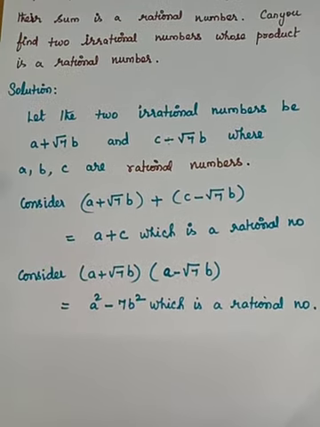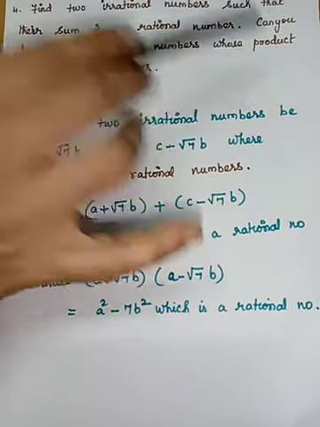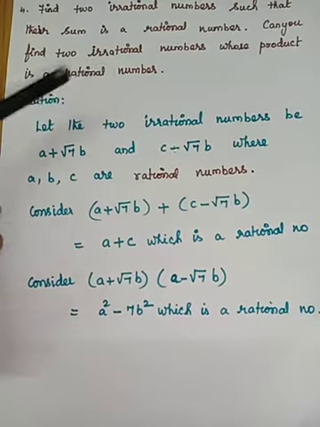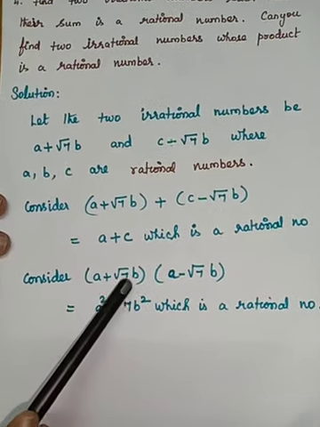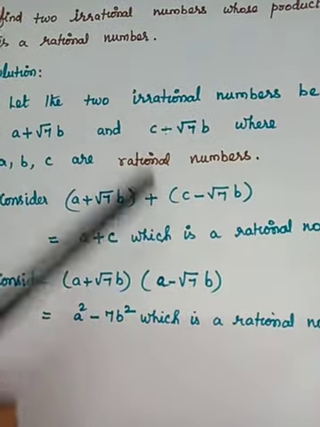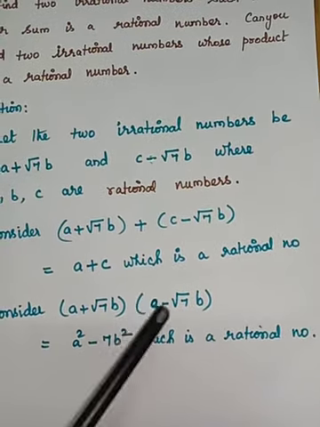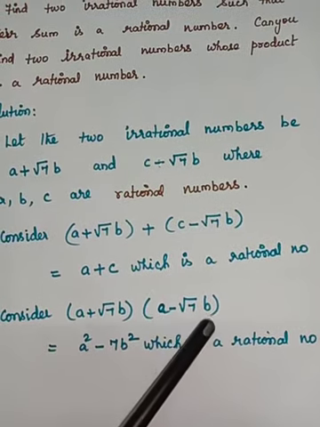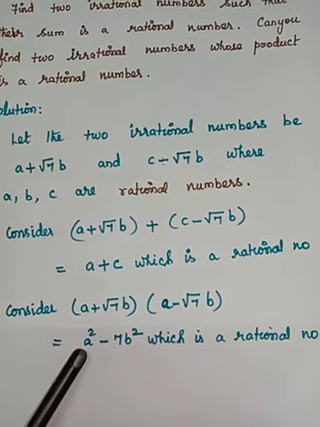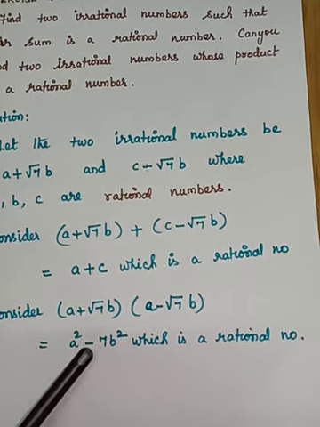Okay. Now the next one: find two irrational numbers whose product is a rational number. For that, I will take the first number as it is, a plus root 7b. The second number I have changed to a minus root 7b. When you multiply these two, it is in the form of a plus b into a minus b. So, what is the answer? a squared minus b squared. So, a squared I have written, minus b squared.